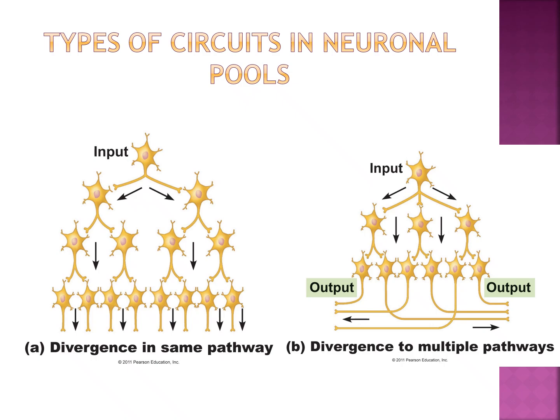In diverging circuits, one incoming fiber triggers responses in ever-increasing numbers of neurons farther and farther along the circuit. Thus, diverging circuits are often amplifying circuits. Diverging circuits are common in both sensory and motor systems. For example, impulses traveling from a single neuron of the brain can activate 100 or more motor neurons in the spinal cord and, consequently, thousands of skeletal muscle fibers.